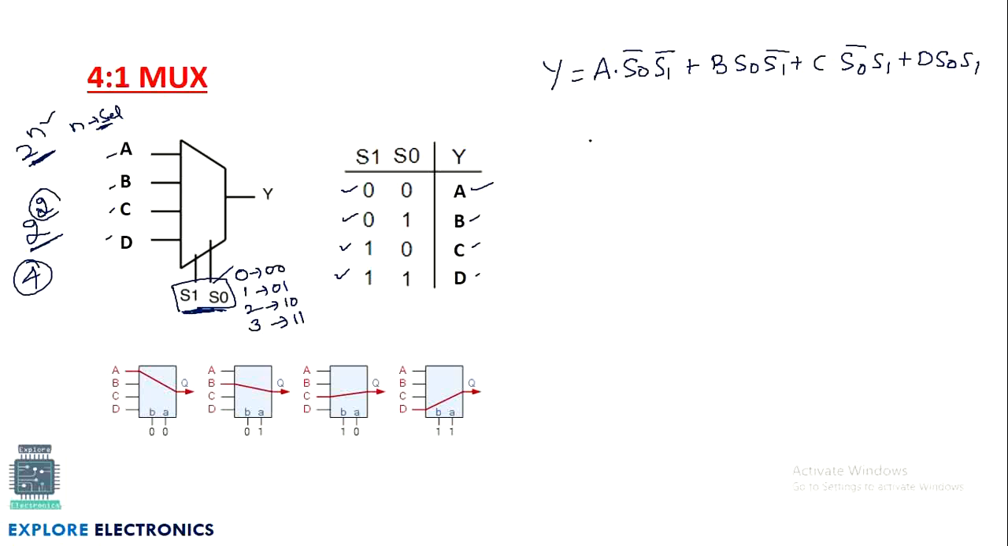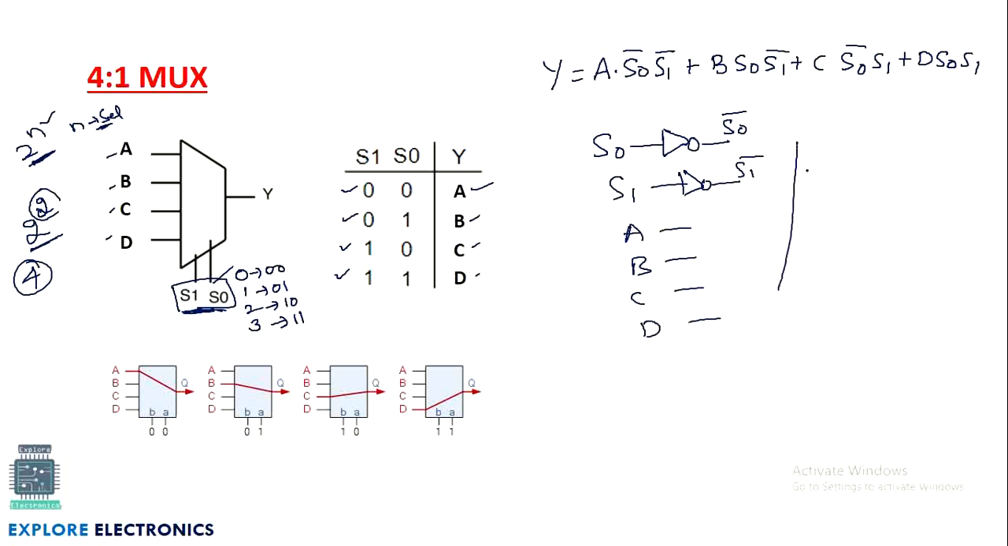So again, write the circuit for this. Okay. Take A, B, C, D into consideration. Write the circuit by generating S0 bar. Using S0, put one NOT gate. This gives S0 bar. Similarly for S1, put a NOT gate. It gives S1 bar. And by using the A line, B line, C line and D line, we can have the circuitry of the 4:1 MUX. Okay, you can connect using basic gates. So we will get output Y.